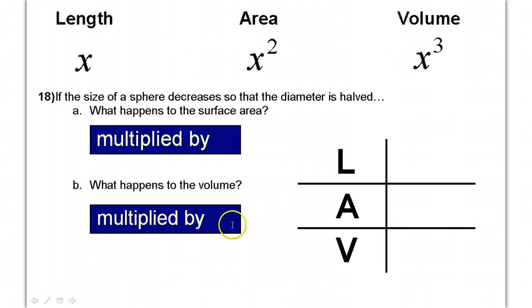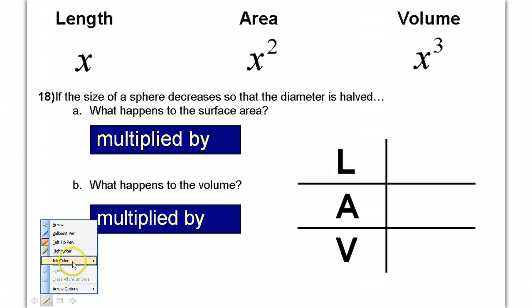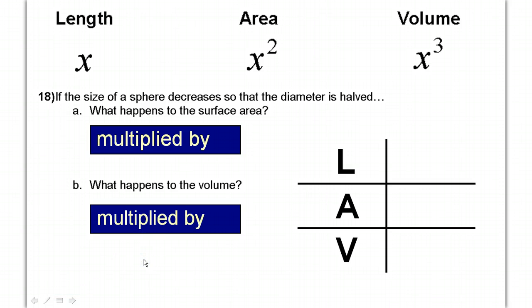Okay. Miss Street. Okay, tell me what to put in my chart first. Oh, number 18. The size of a sphere decreases so that the diameter is halved. Okay, so you know what? First of all, which one of these three things am I dealing with? Length, area, or volume? If I'm talking about the diameter, is that length, area, or volume? That's length, okay?